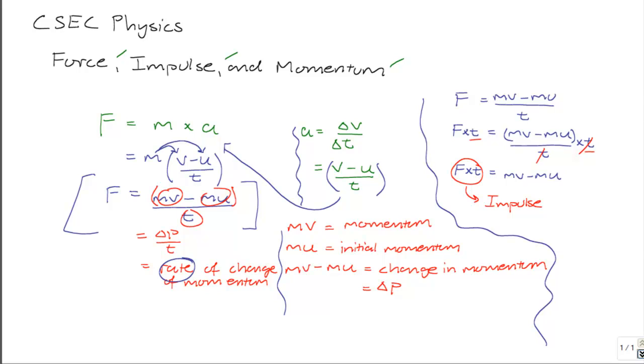Impulse is also, from this equation, the change in momentum, mv minus mu. So the change in momentum is equal to impulse, and the force acting on an object is equal to the rate at which momentum changes, which, as you can see, is the rate of change of impulse. Alright? So impulse refers to F times t. It's a measure of how long a force acts for.